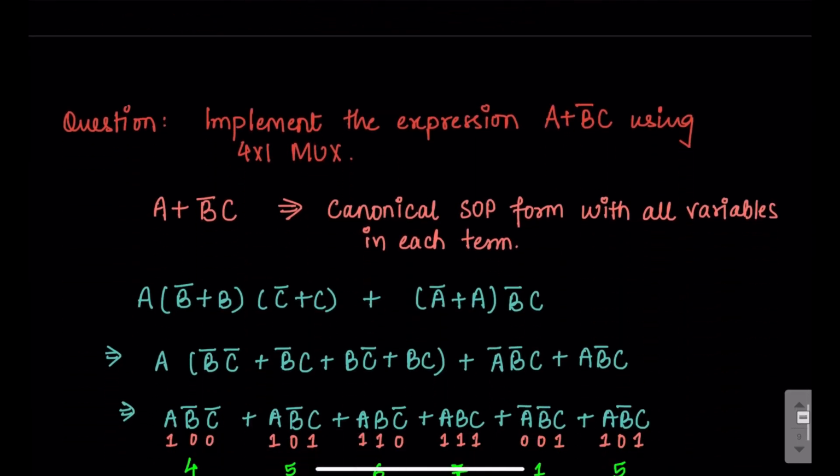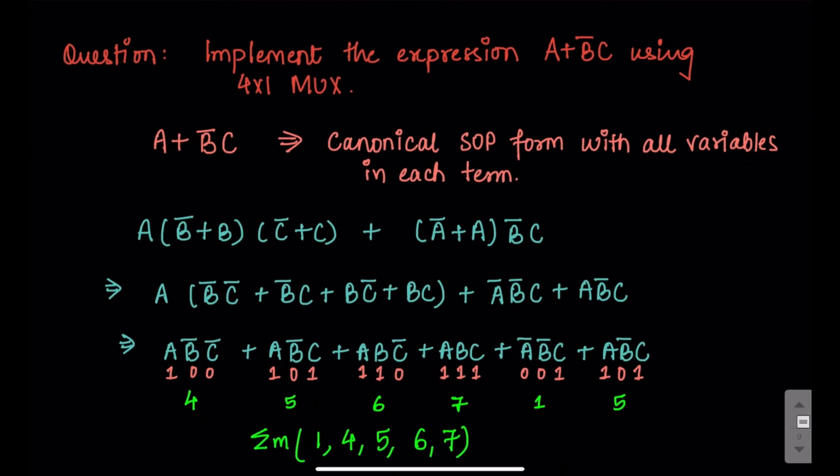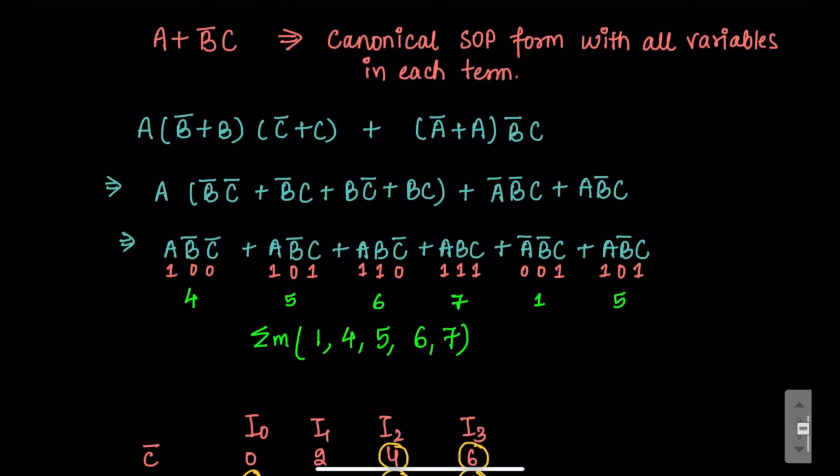Now we have the third variant of such type of question. Suppose you are not given the sigma m terms like the SOP terms, but you are given an expression A plus B bar C. So your method is that you should always convert this expression to the sigma m form in order to follow the above procedure. For doing this, we have to convert the given expression to the canonical form. Canonical form basically means that each of the terms will have all the variables.